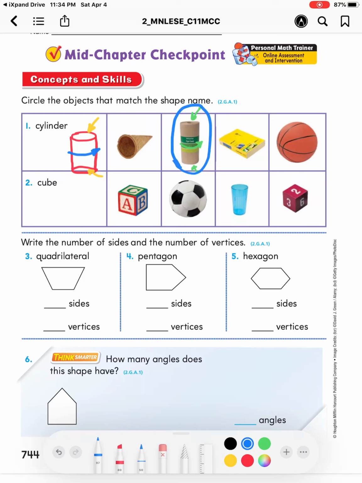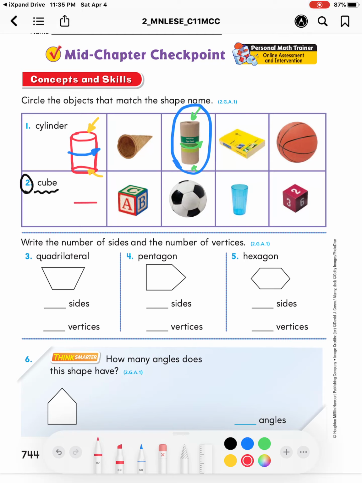Let's see the second question. It says here a cube. And we talked before that a cube has only flat surfaces. It doesn't have any curved surface, right? And we talked before, how many faces do we have for a cube? Can you remember? Let's draw it together and remember together.